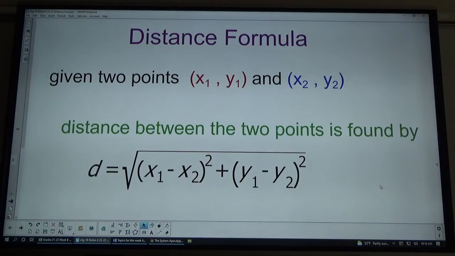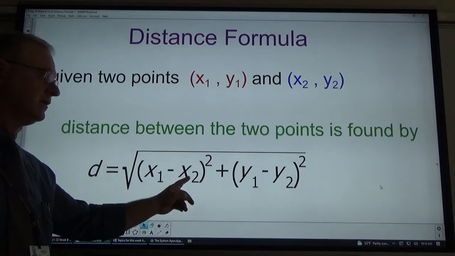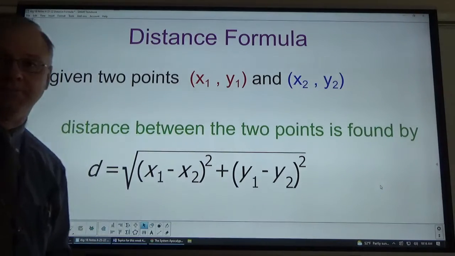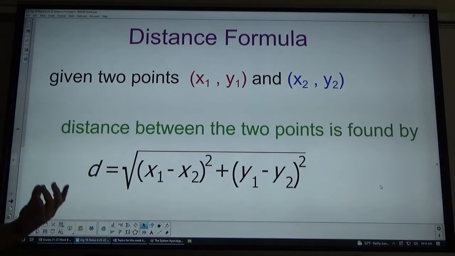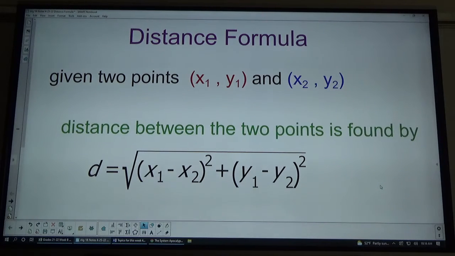Now, some books will use x2 minus x1, y2 minus y1. But when you're squaring the result of a subtraction, it won't matter which one you call first point. Because whether it's 10 minus 5 or 5 minus 10, the result is 5 squared or negative 5 parentheses squared. That's still positive 25, so it doesn't make a difference which one comes first.